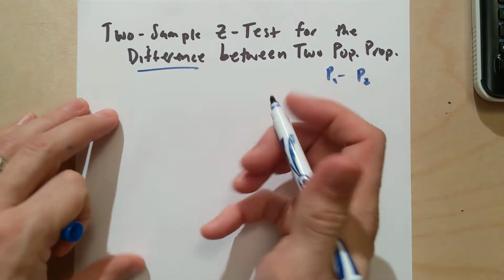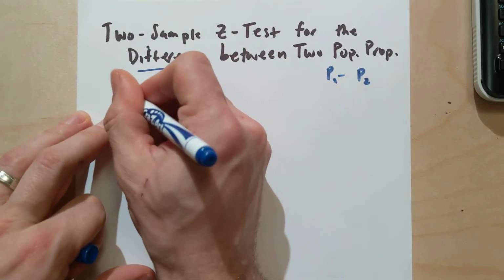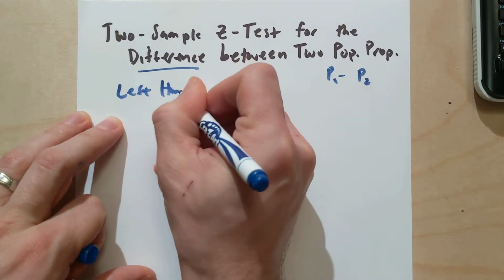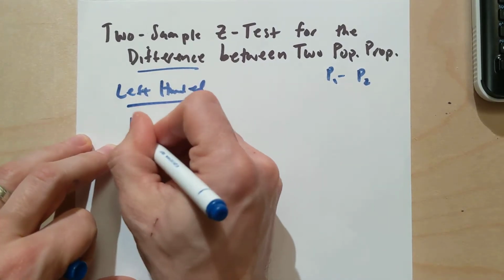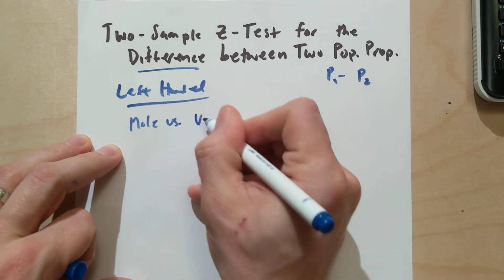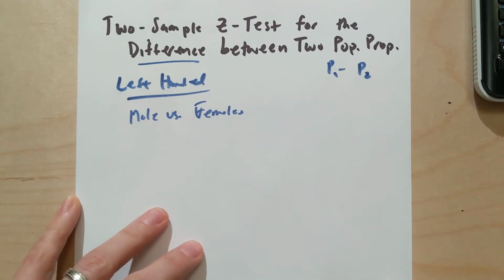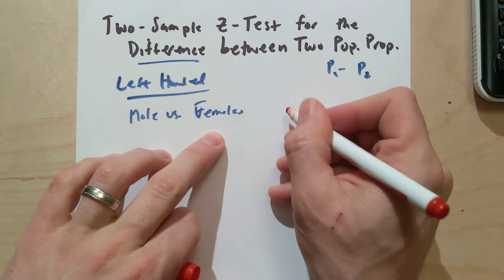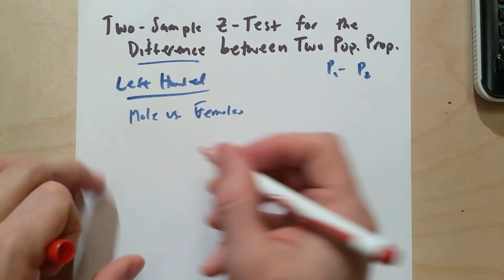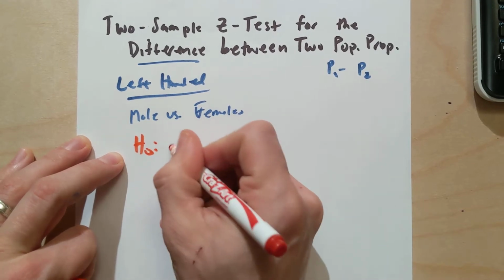So for instance, let's say we were talking about a variable, say whether people are left-handed or not. We might want to compare, is there a difference between males versus females in terms of whether they are left-handed or not? So let's say we made as a null hypothesis that the proportion of males that are left-handed is the same as the proportion of females. So I could do something like the null hypothesis would be something like that.